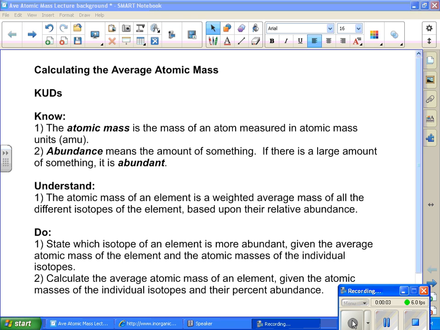Today's lecture, students, is about calculating the average atomic mass of a particular element. And I've listed here the CUDs for this lecture. So let's just go over these real briefly here. You will need to know that the atomic mass is the mass of an atom measured in atomic mass units. Hopefully you know that already.